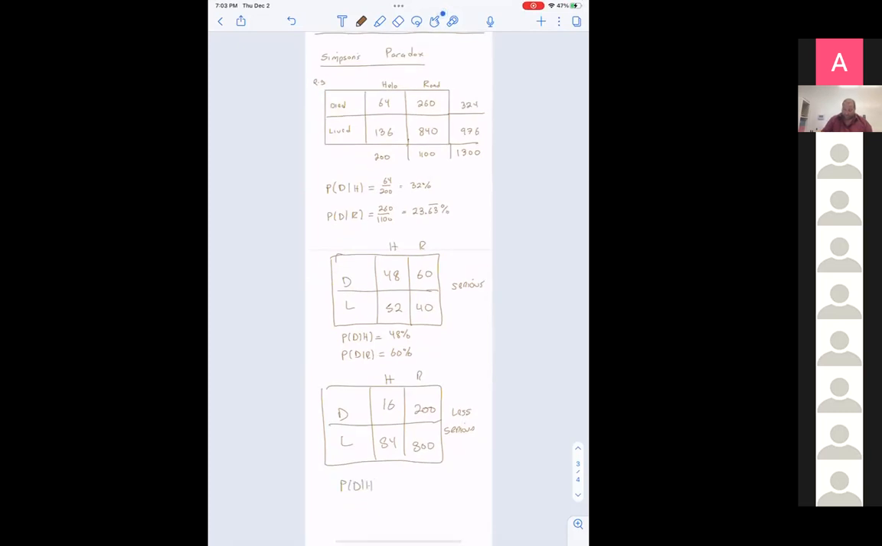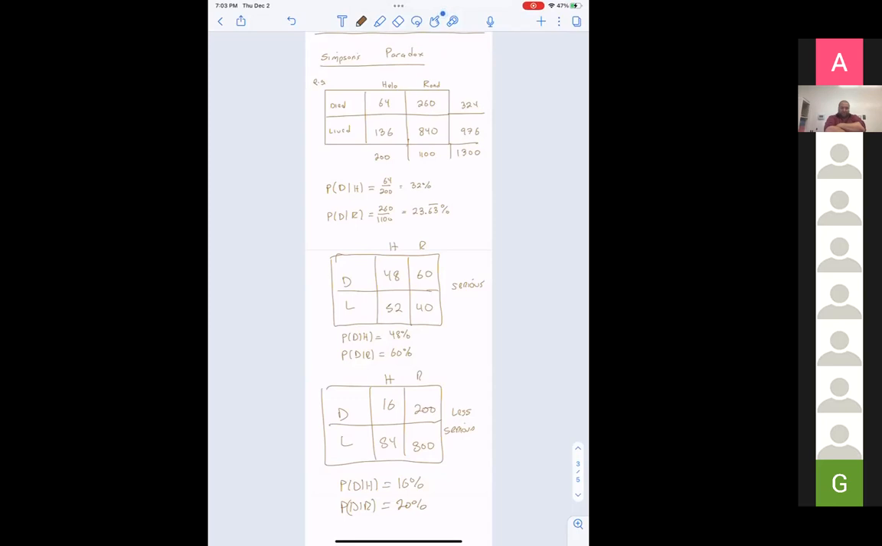Okay, well, what about for the less serious? What's the likelihood of dying by going by helicopter here? 16 over 100. Okay, 16%. And how about dying by going by road here? 20%. Again, seems reasonable. You're more likely to die by going by road than by helicopter.